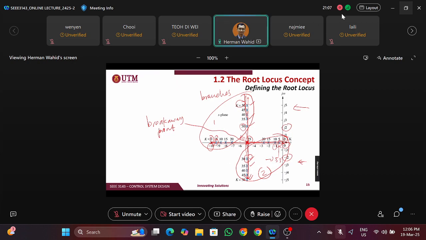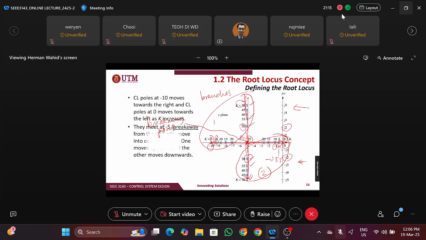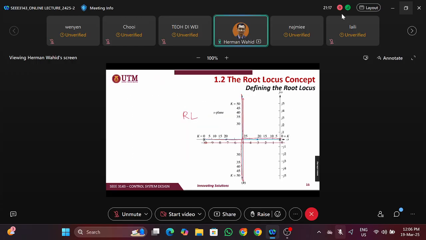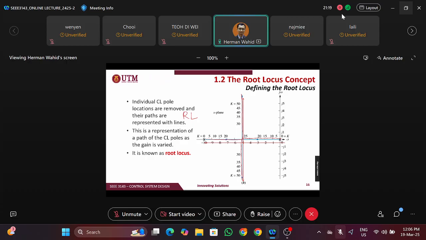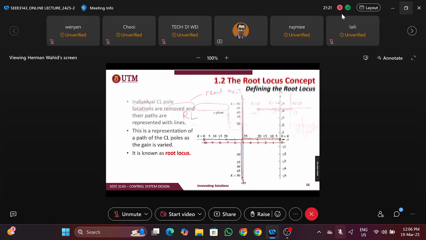And if we remove all those closed loop poles that have been evaluated just now, we can see what is finally called the root locus.